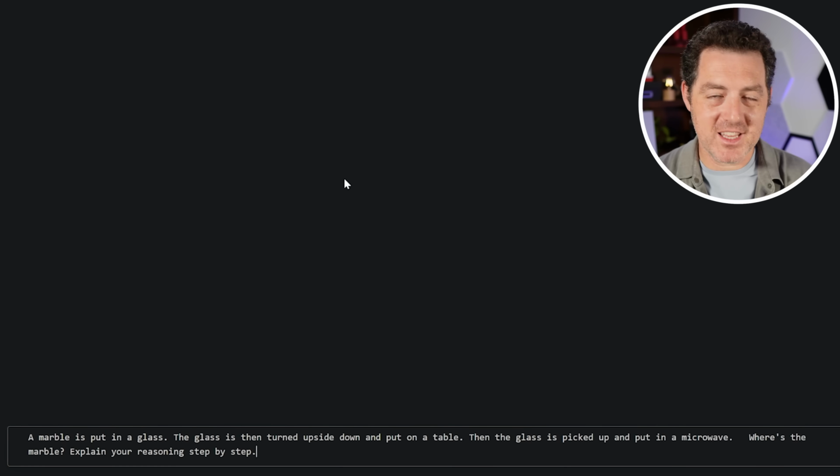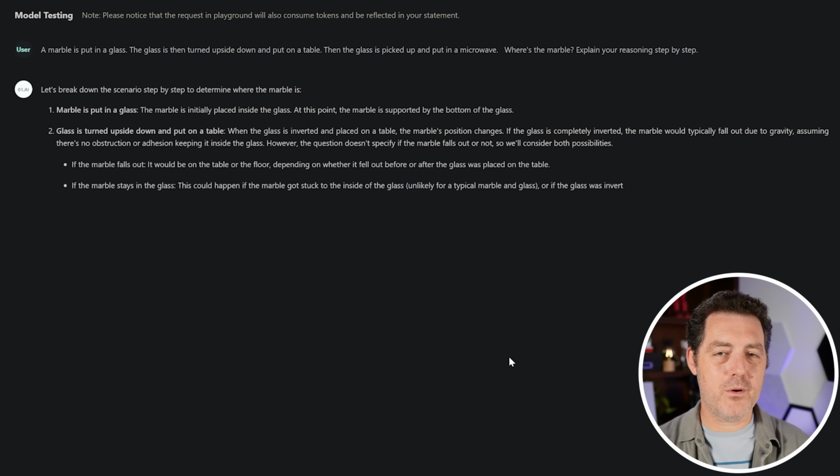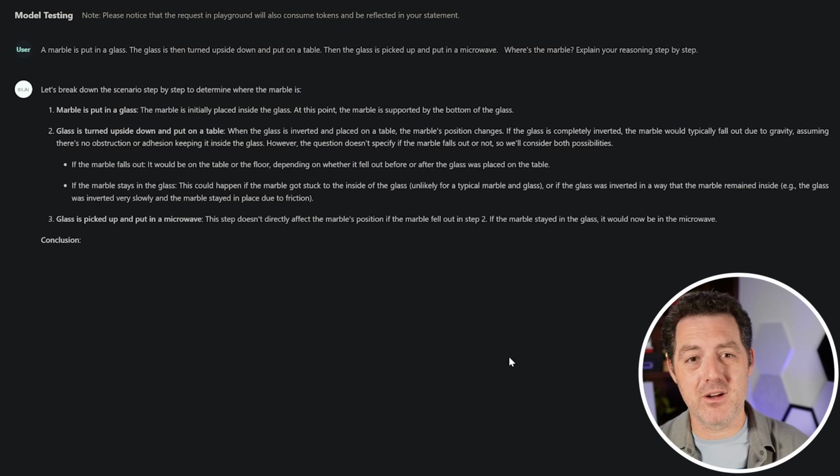All right, next, the hardest logic and reasoning problem, the marble question. A marble is put into a glass. The glass is then turned upside down and put on the table. Then the glass is picked up and put in a microwave. Where's the marble? Explain your reasoning step by step. Now, if you remember, Claude 3.5 was able to get this in a really impressive way. Let's see if E-Large can get it.